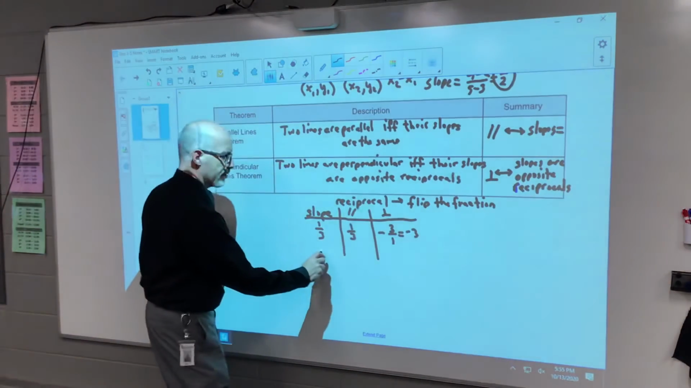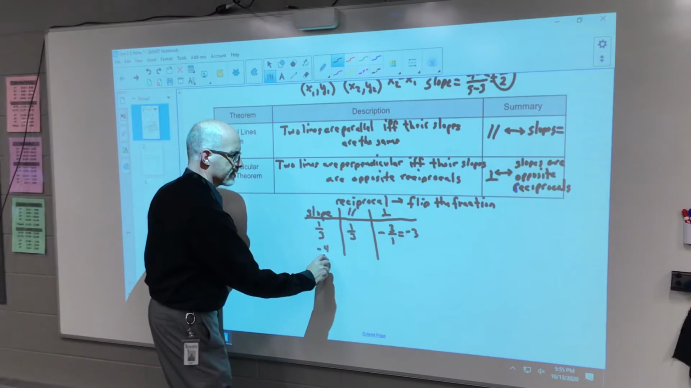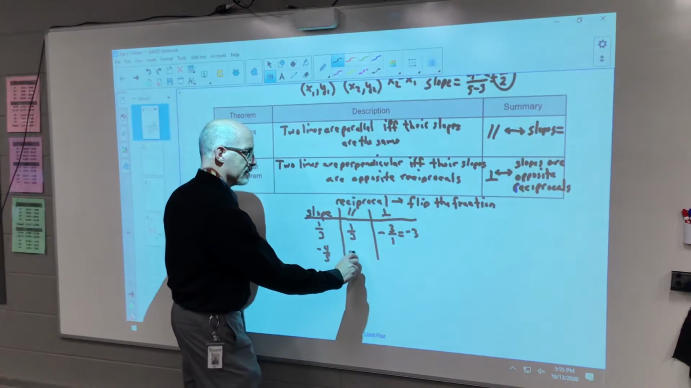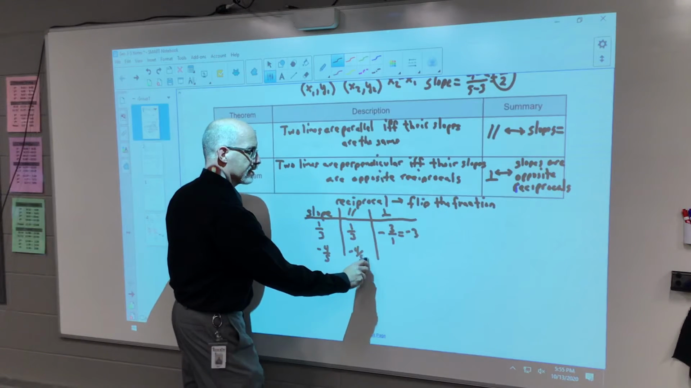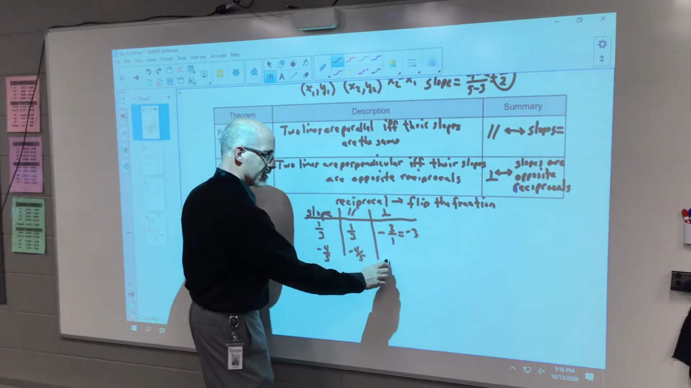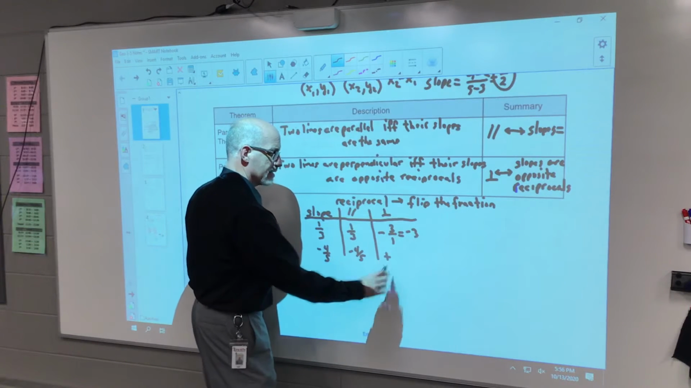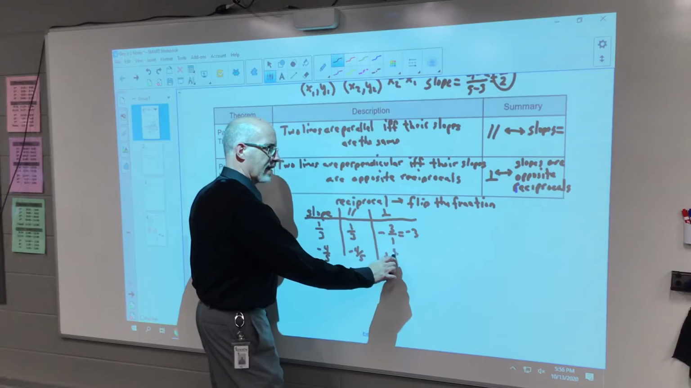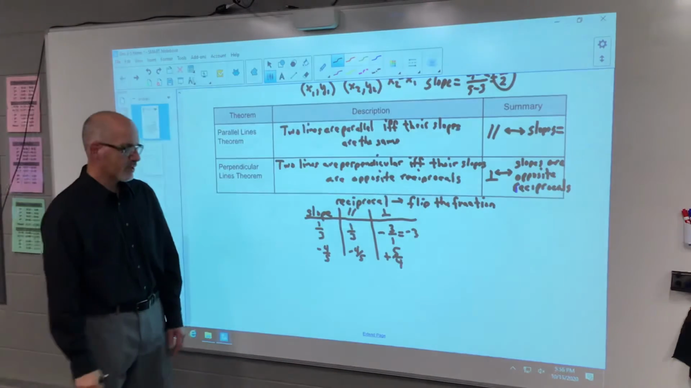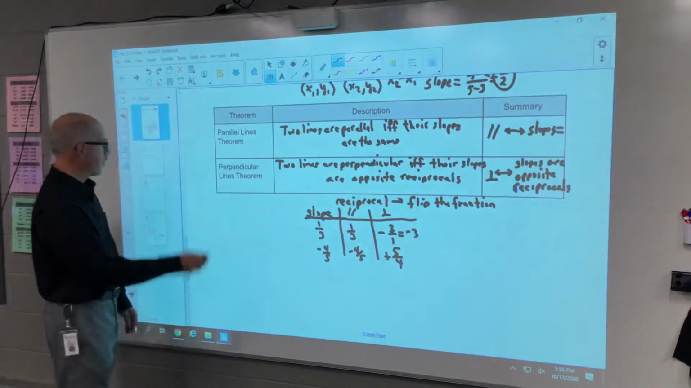So if we have, for instance, -4/5 as our slope, then the parallel slope is -4/5 of every line that's parallel to it. But the perpendicular, we take its opposite, so we're going to make it a positive, and we're going to flip the fraction, make it 5/4. Okay, so that's how you do parallel and perpendicular.